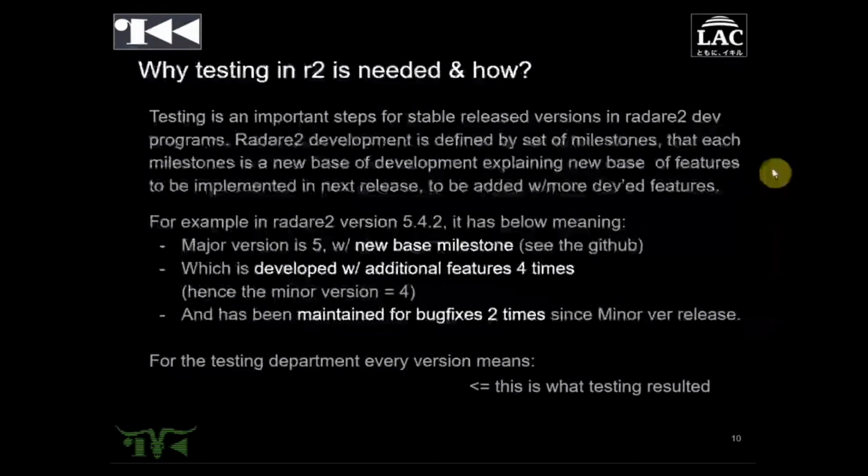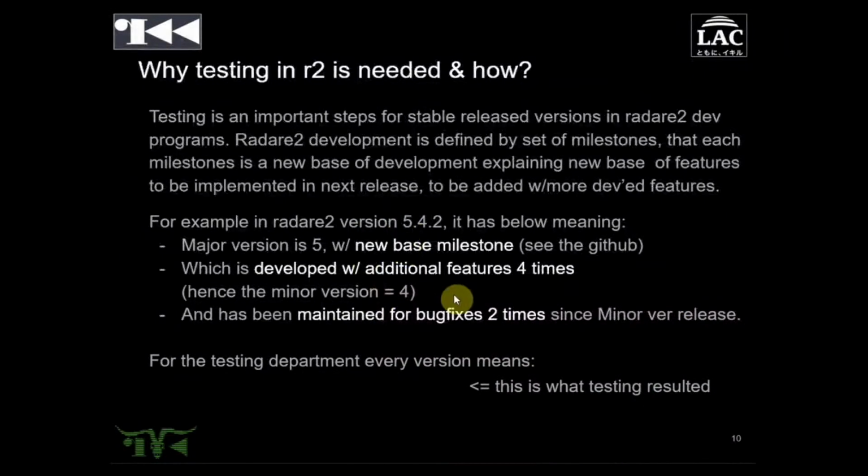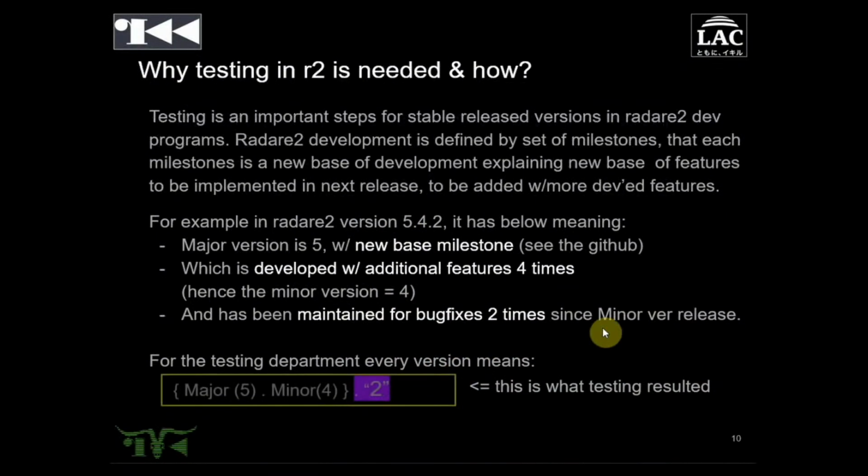For example, the latest Radare2 version is 5, developed with additional features 4 times, hence the minor version is 4, and it has been maintained with bug fixes 2 times since the minor version release. So this version means major version 5 and minor version 4, and we had 2 overall testing rounds for the product for this minor version. That is exactly where the testing does its job.